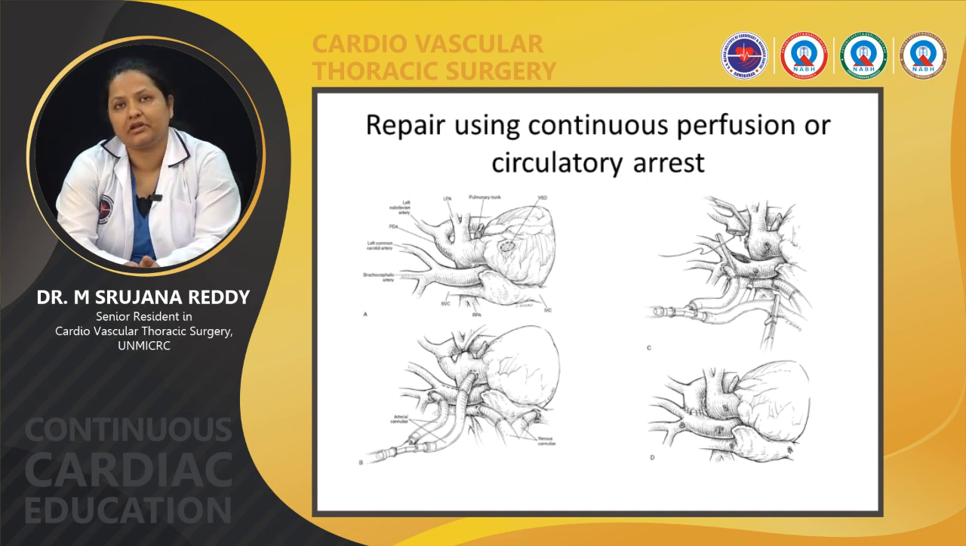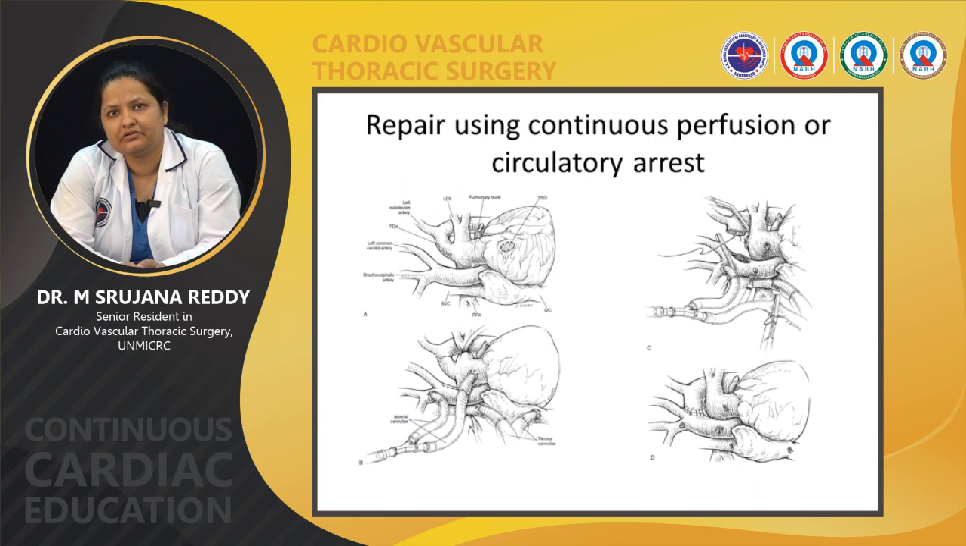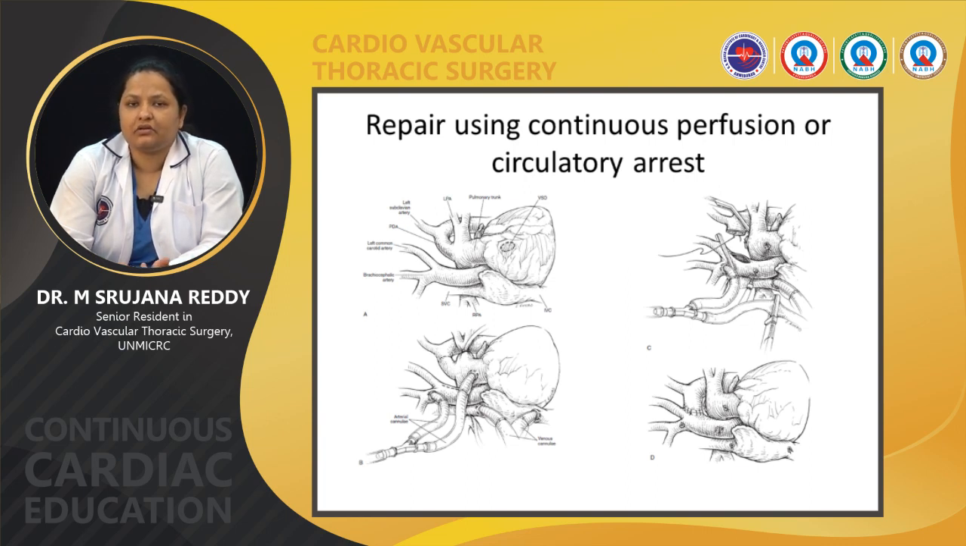Interrupted aortic arch repair can be done by continuous perfusion or circulatory arrest. Usually ascending aorta cannulation or innominate arterial cannulation can be done with a bicaval cannulation. Additionally, another cannula can be inserted into the PA or the PDA in order to perfuse the lower body, and moderate hypothermia can be achieved.